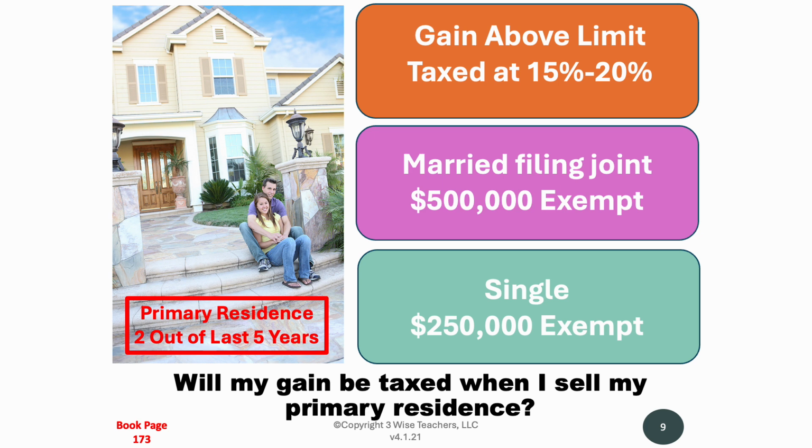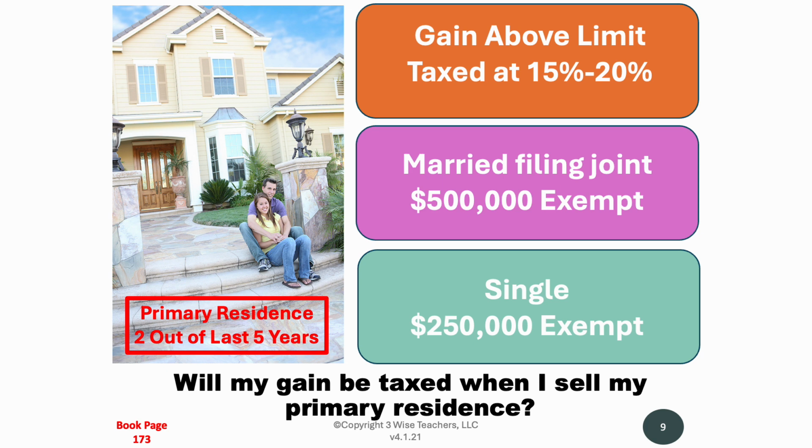As long as you meet the 2 out of the last 5 years threshold, it can count as your primary residence. And the benefit of that is you are going to be able to avail yourself of what's known as the universal exclusion. And notice what that exclusion is. I'm going to start at the bottom.